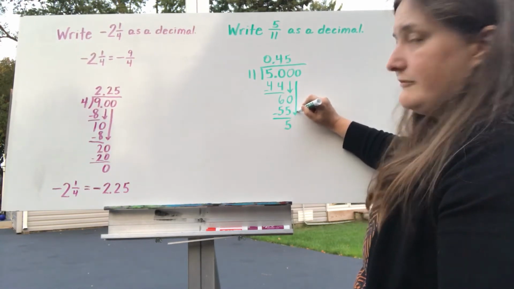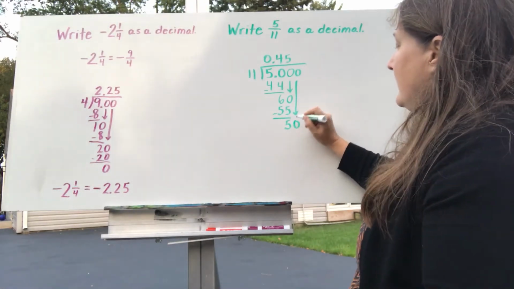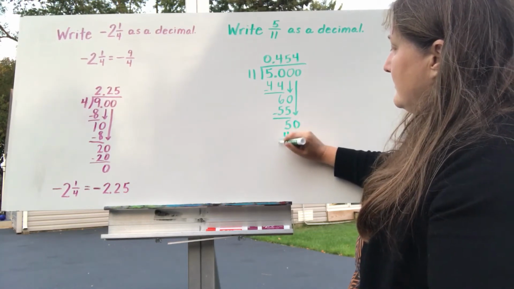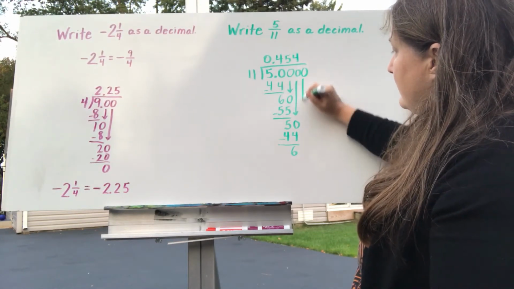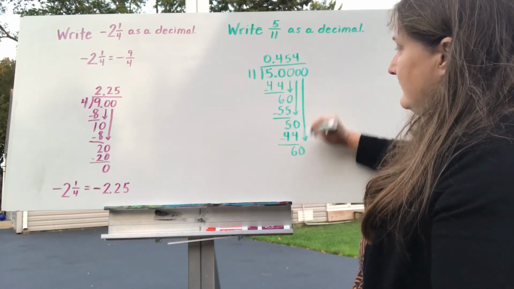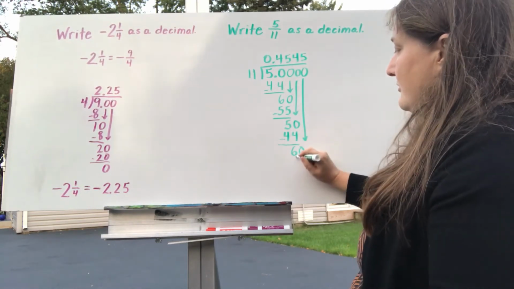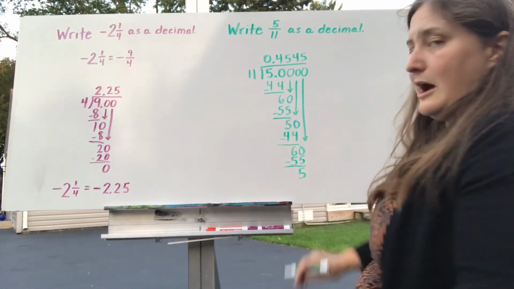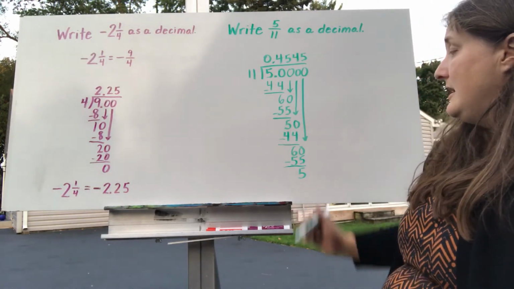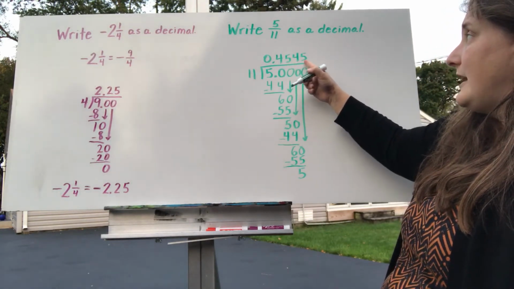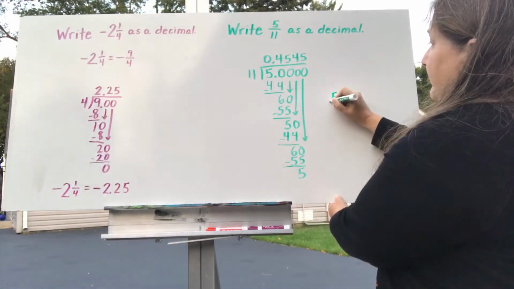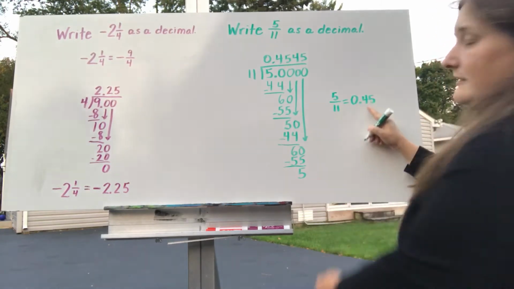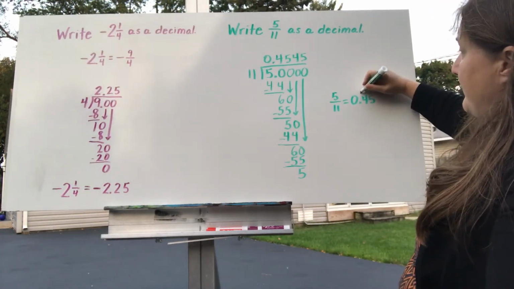I keep going until I have a remainder of 0. 11 goes into 50 4 times. 44. Remainder 6. I'll add a 0 and bring it down. 11 goes into 60 5 times. The only exception to this getting a remainder 0 is if we notice a pattern emerging. And here I see a pattern. It's going to keep going. 0.45, 45, 45. So 5/11ths is actually worth 0.45. And since the 4 and the 5 keep repeating, I'm going to put a bar over them.